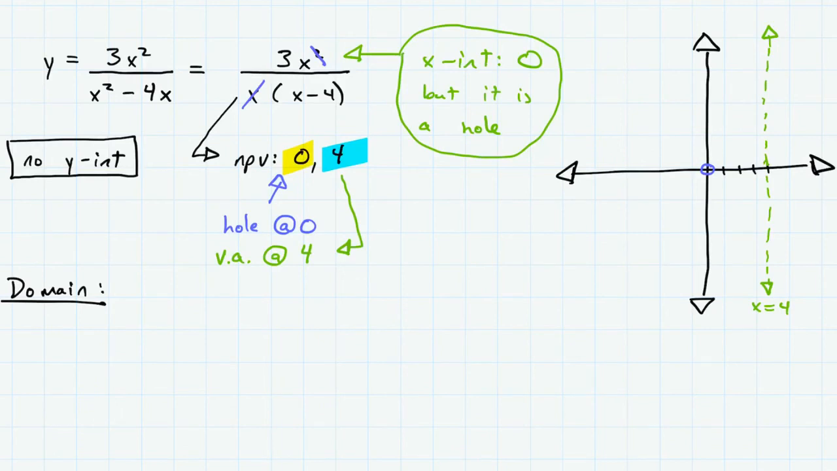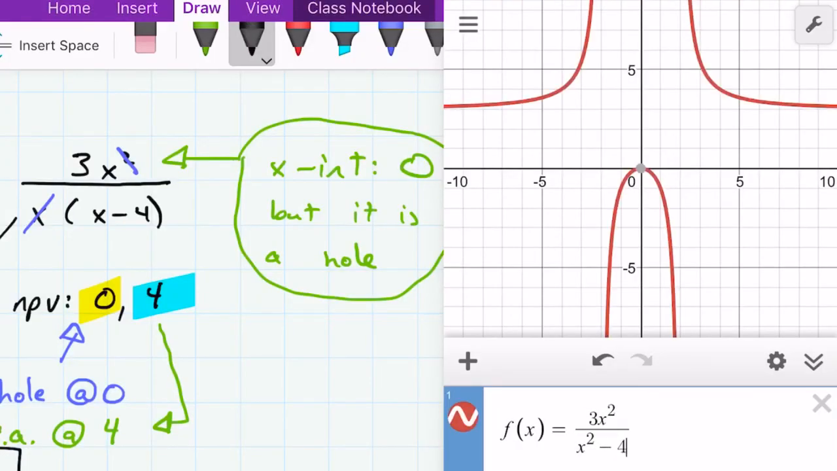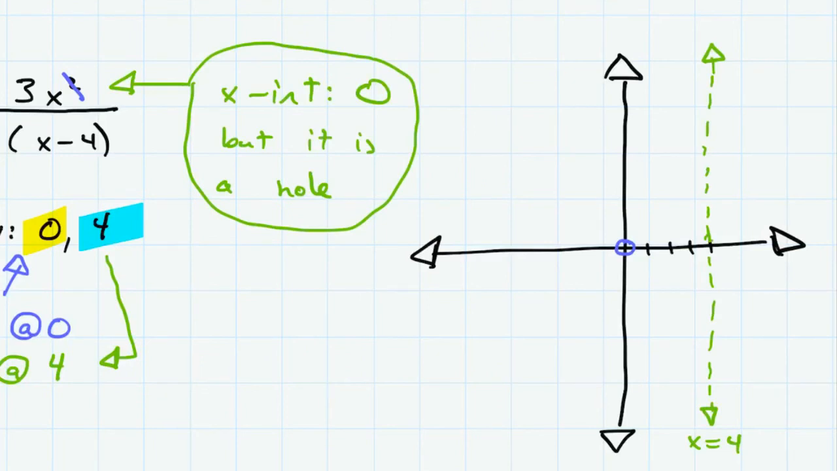Oh, and we just forgot to do the domain. So the domain here, we know the non-permissible values are 0 and 4, so the domain is x cannot equal 0 and 4. So here it is, graphed on Desmos. Okay, again, you can't really see the hole, but that gives me enough that I can just come back and sketch it. It does not have to be super accurate.